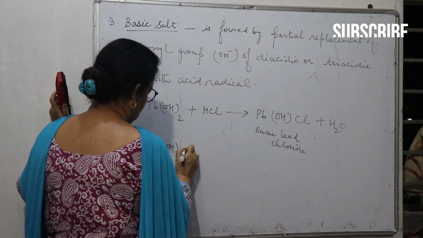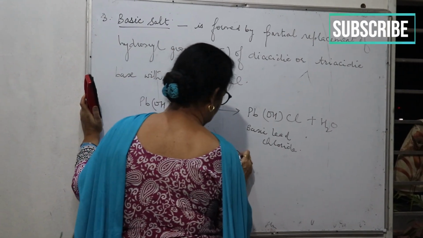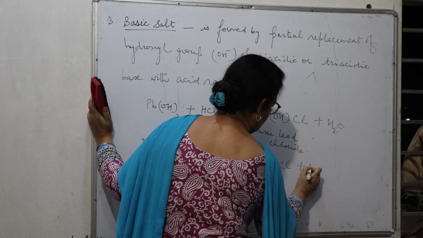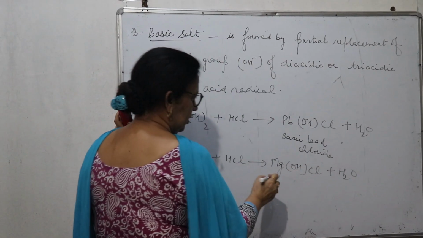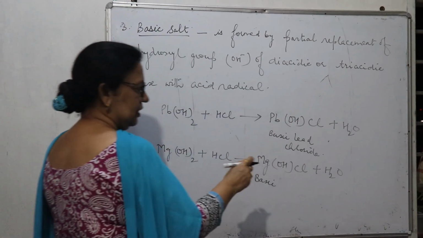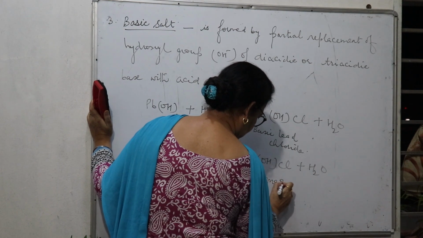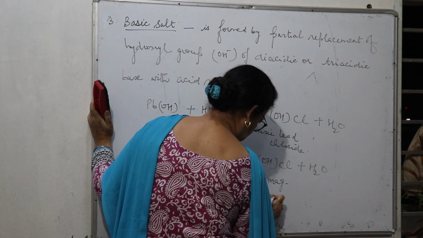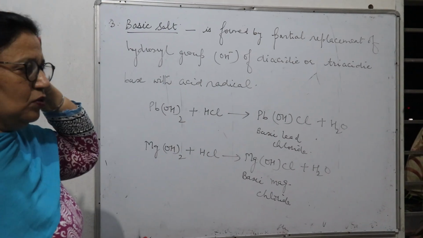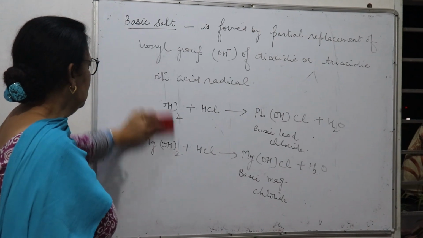In the same way, Mg(OH)2 plus HCl gives Mg(OH)Cl plus water. So this salt is basic, as the OH group is still there in the salt. This is basic magnesium chloride. This is the third type of salt.